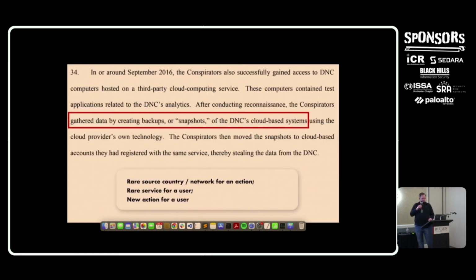In the snapshot example, my impression of this is that this probably would have been both a rare service for a user and a new action for a user, because from what I've read about this, it sounded like the user here is probably somebody that is not actually in the console sharing snapshots and doing things like that. So all three of those would potentially have found that.